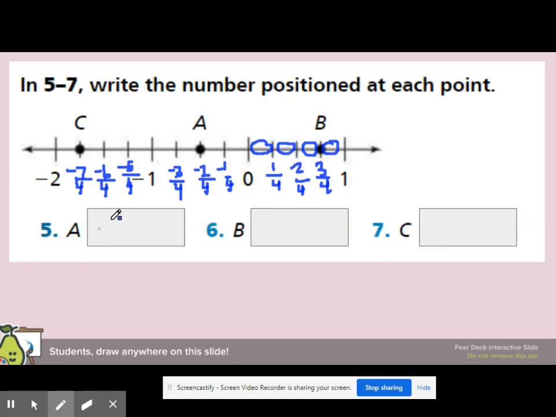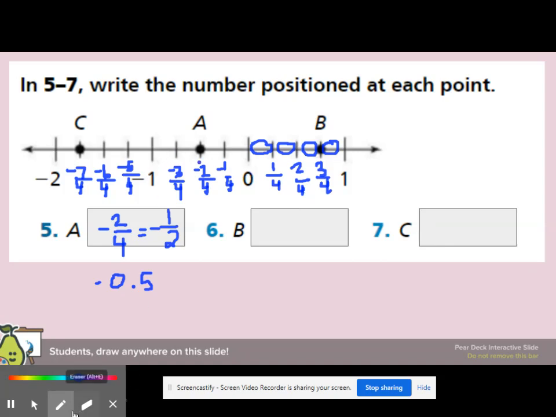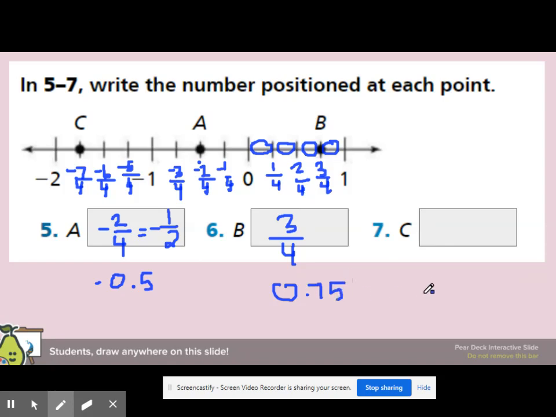Okay, so I labeled this. So A is negative 2/4. That can be simplified to negative 1/2. And if you're a decimal person, you could have written negative 0.5. Okay, but that is a negative half. It is halfway between 0 and negative 1. And B is right at 3/4. If you chose to do a decimal, that is a positive 0.75.